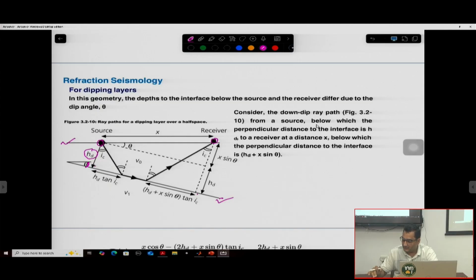Now there is a wave that travels down, then travels as the head wave, then goes up and is received at the receiver. That may be one scenario. It may also be that your receiver is on this side at the same distance, and then it will be the up dip direction. So first you are going to find out the travel time for the down dip head wave. That is what we are going to do.